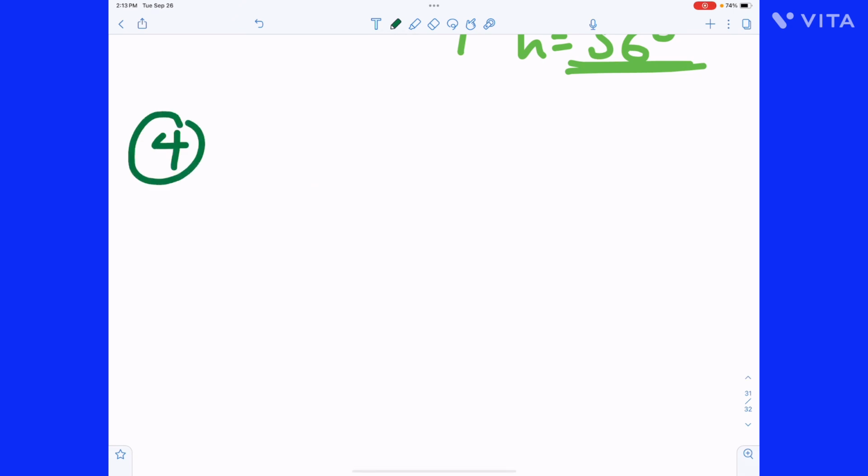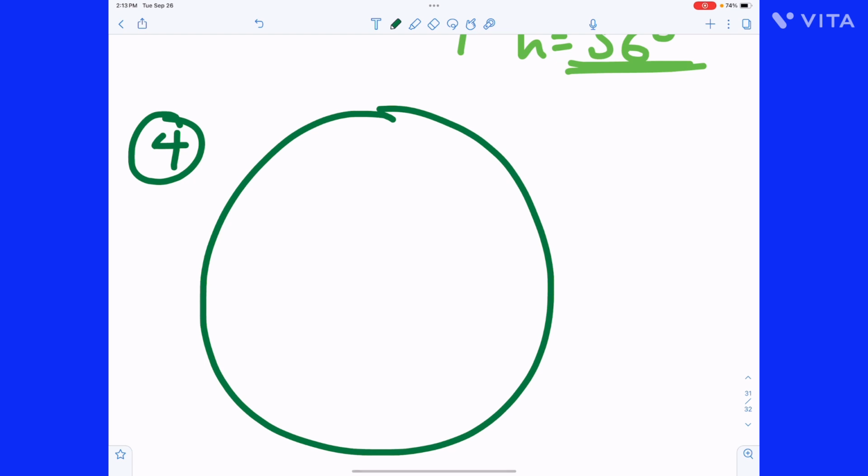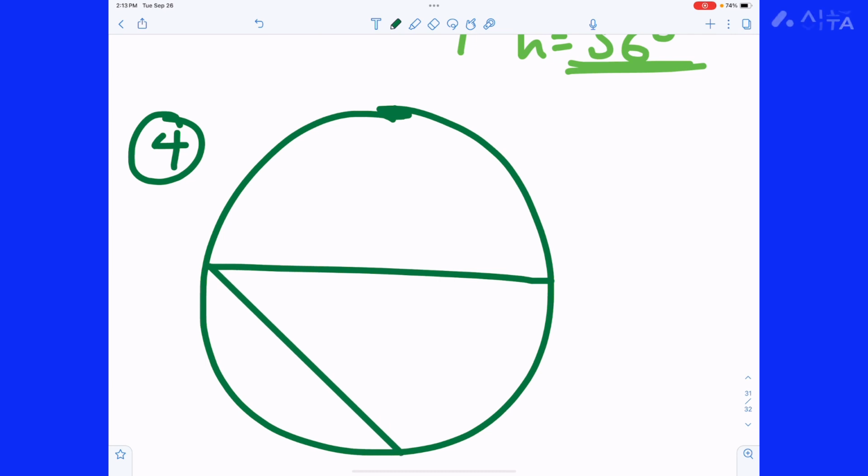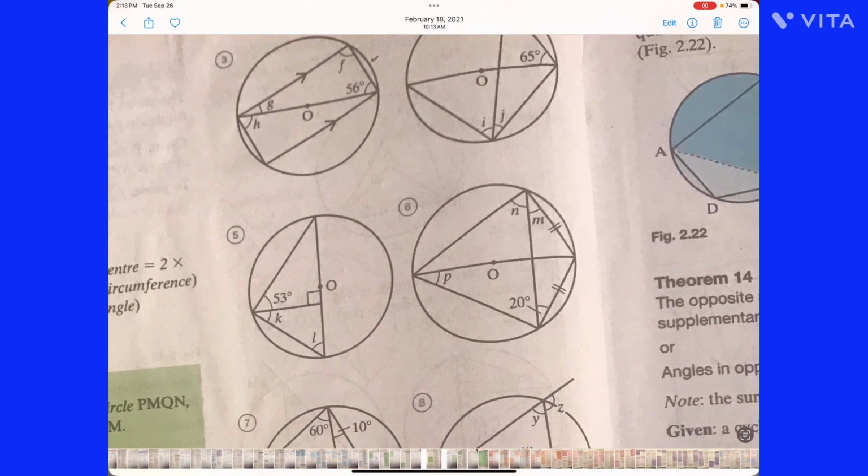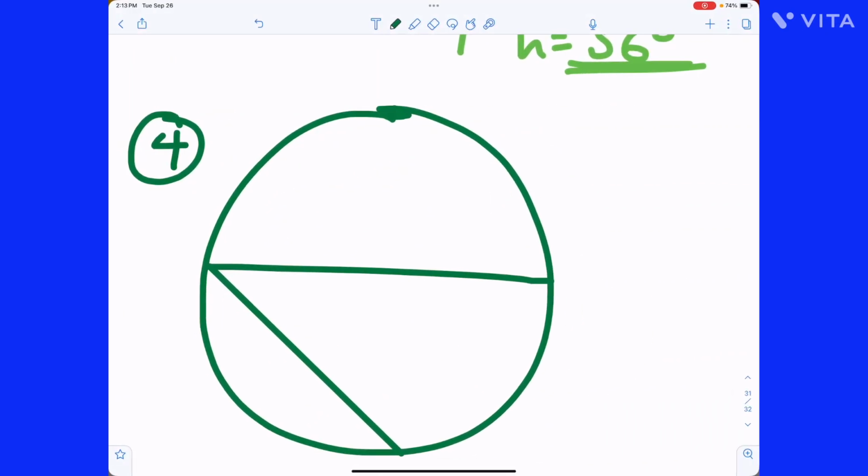Question 4 now. There's a circle here. Okay, this is a diameter. This comes this way. Let me check the diagram.